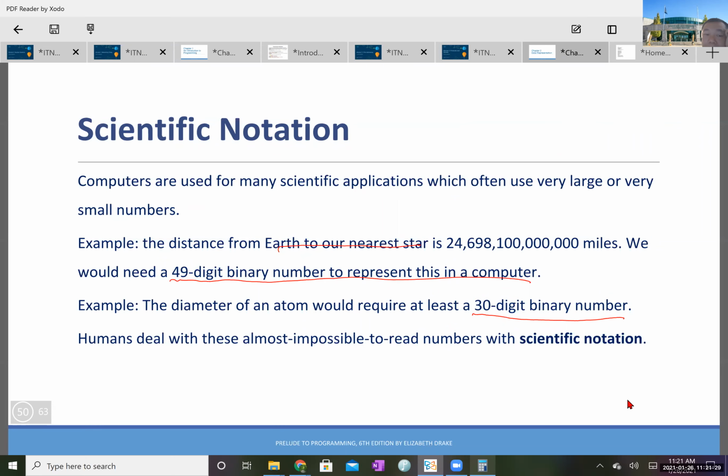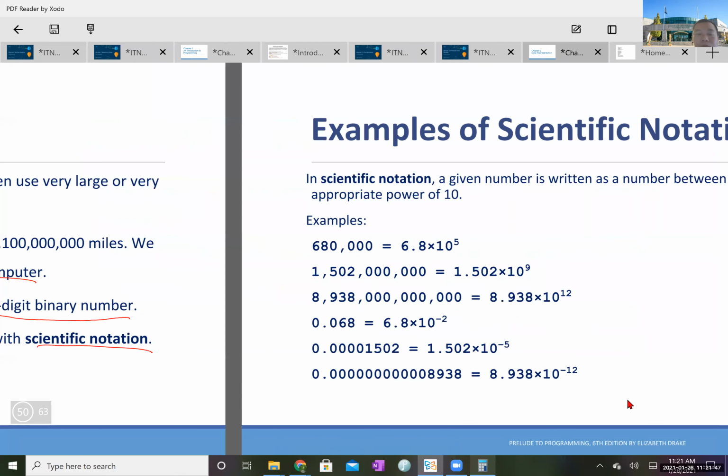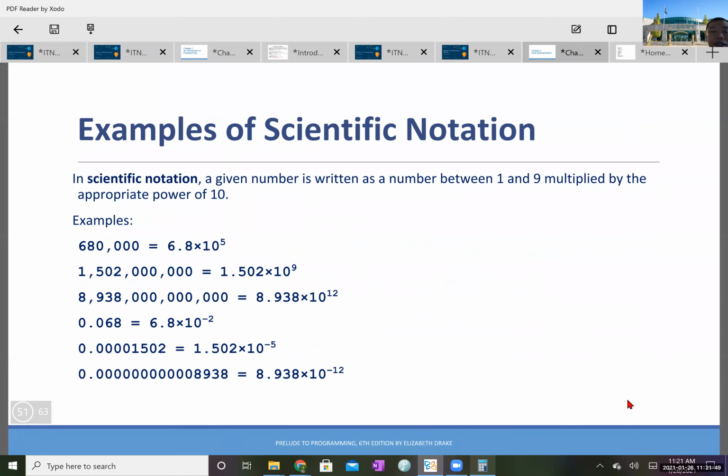So if you have to remember all of the 49 digits, or all of the 30 digits here, it's very complicated for you, right? So in that case, you have to work with scientific notation, which gives you a way to represent it much better and much shorter.